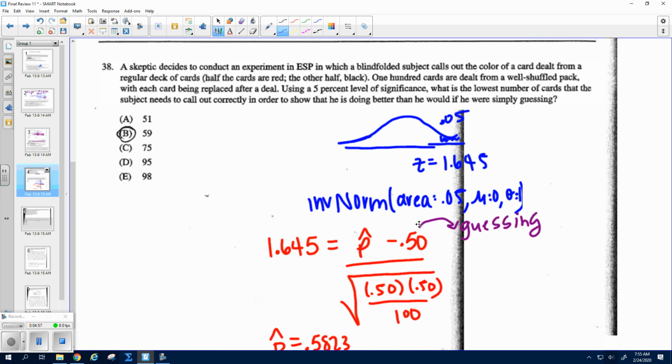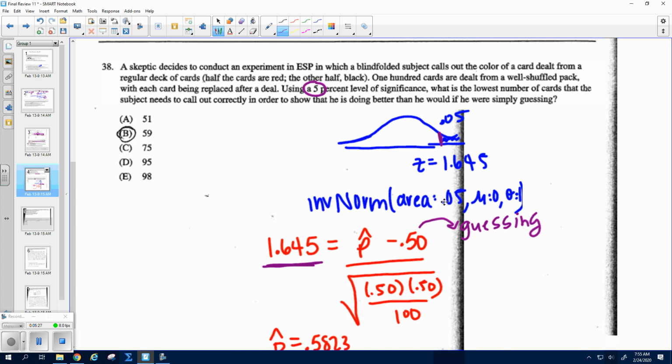Okay, this formula just comes from a z-score from a random sample. It's a test statistic equals the statistic minus the parameter over the standard deviation of the statistic. We don't know what this p-hat is. That's what we're trying to find, the lowest number to prove that they're doing better than just guessing. So we want a 5% level of significance, meaning this top 5% is shaded, so they're in this region, showing that they really are doing better than just guessing.